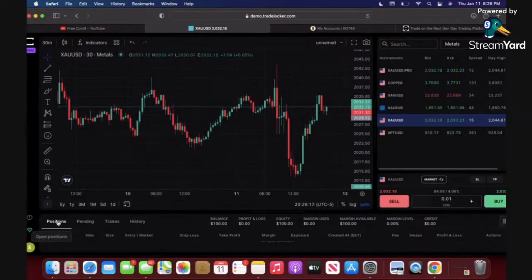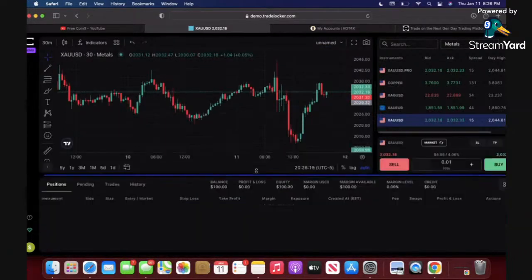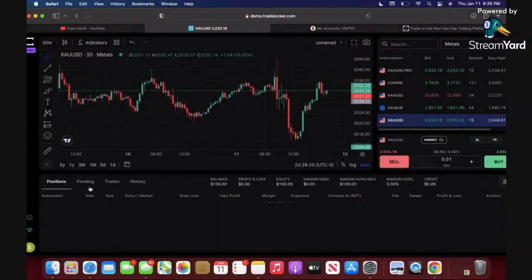Okay, so down here, it'll show you the positions of your trade. It'll show you pendings, sizes, trade size, and the history of the trades you've made. It'll show you your balance, your profit, equity, margin use, margin availability, margin level, and credit. Okay, so you have your stop loss, take profit, margin, exposure, created at EET, your fee swaps, profit and loss, and action. So you will know if it's a sell or a buy in this position.